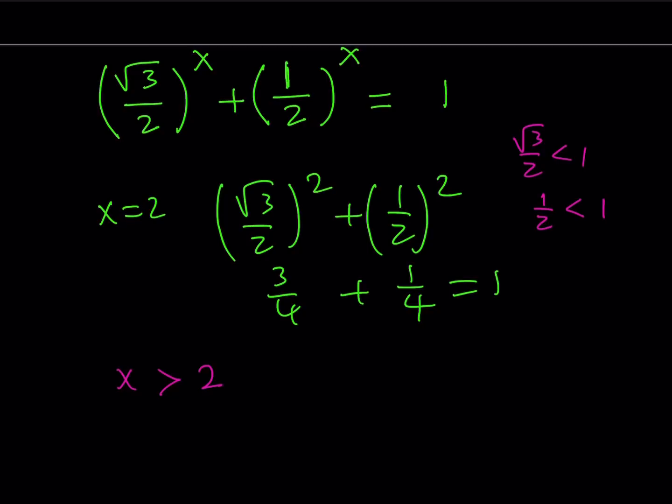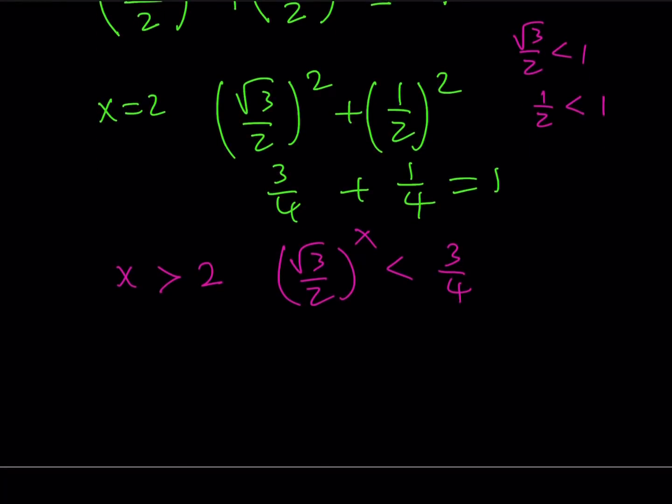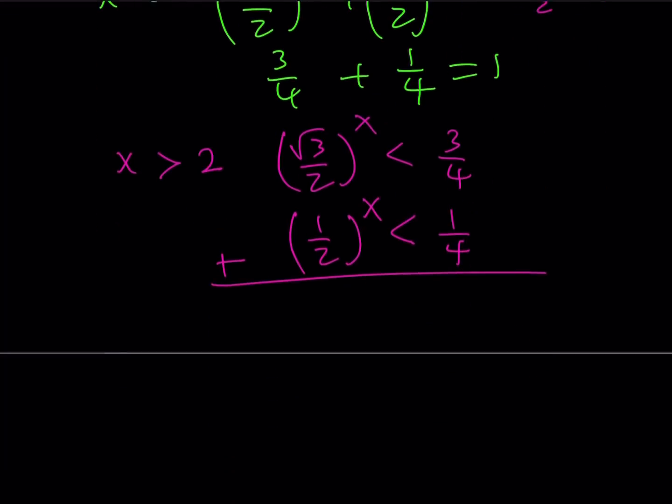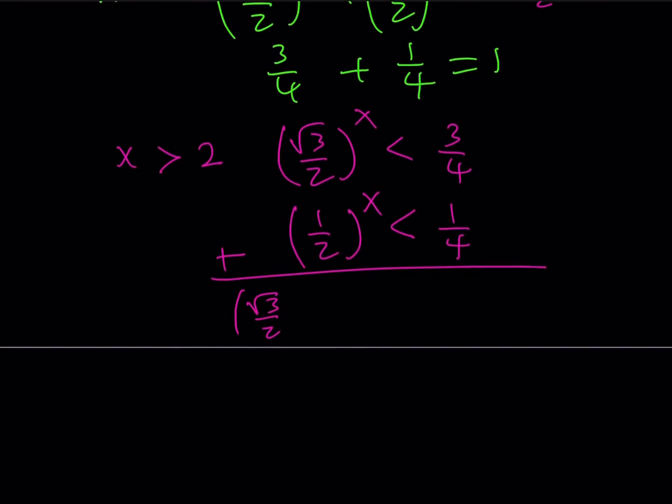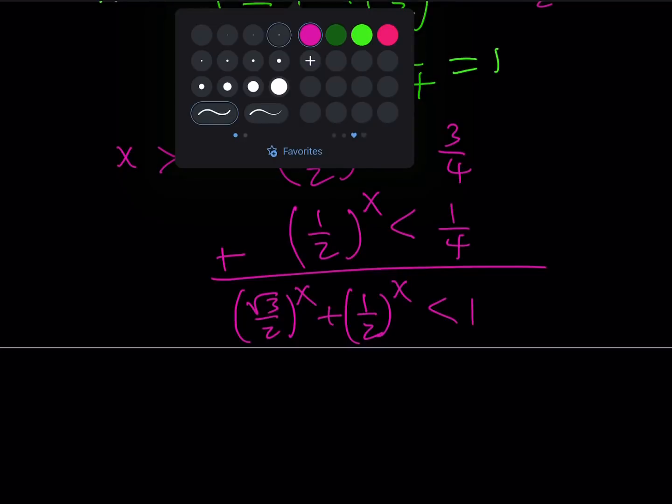What is that supposed to mean? Well, it means that when x is greater than 2, this expression is going to be less than 3/4, because it's 3/4 at 2. And the other expression, 1/2 to the power x, is going to be less than 1/4. So when you add these two expressions side by side, which is supposed to equal 1 based on our equation, their sum is going to be less than 1. So that means it's not going to equal 1. So anything greater than 2 is not going to work. Okay? So we need to find something else.